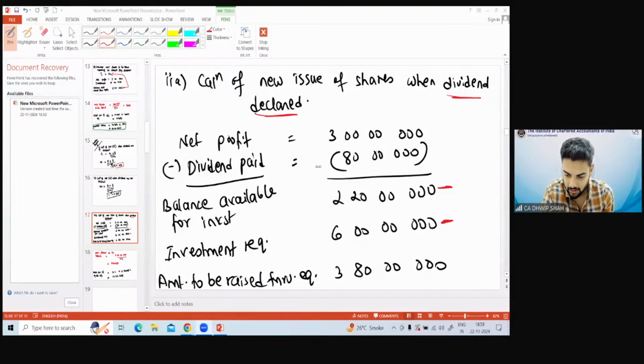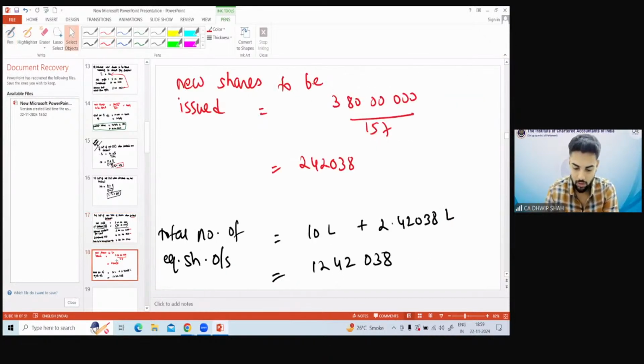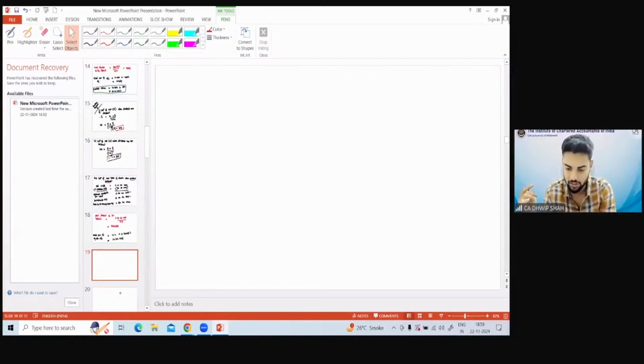Understood? Who had this query, how 3.8 CR came? Okay. So my total number of equity shares outstanding is 1242,038. Correct? Now let's move to scenario B.